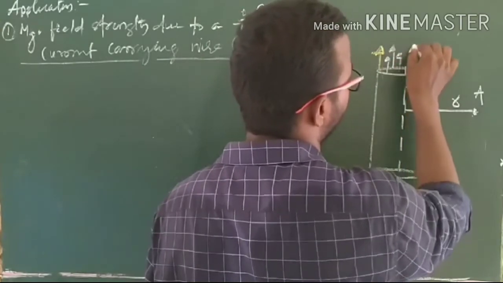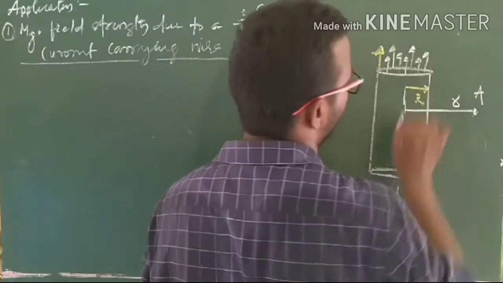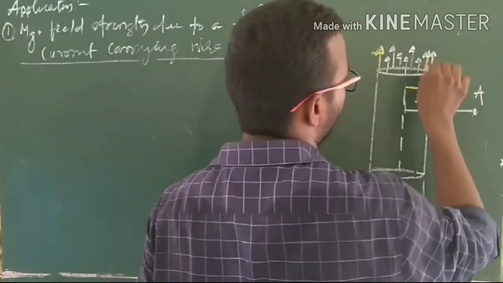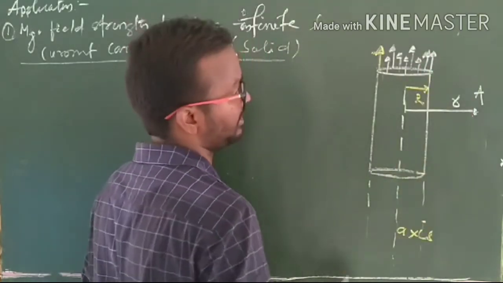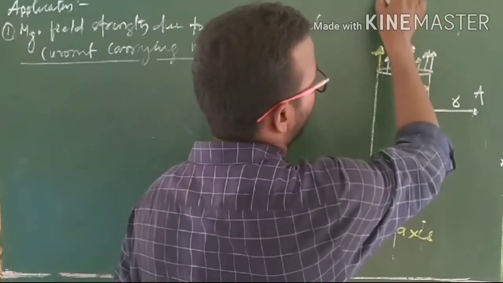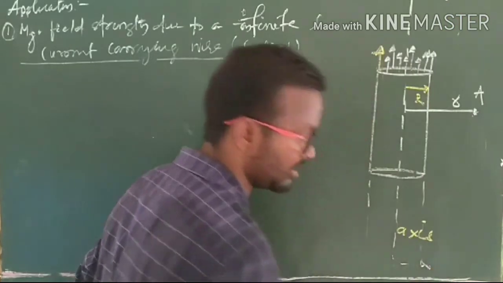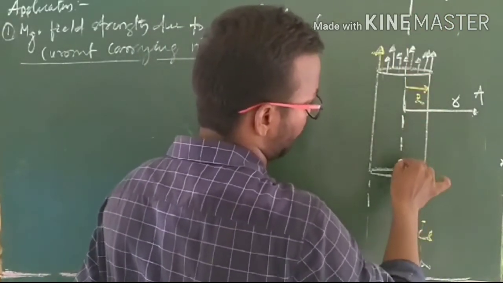Here, due to the solid cylinder, total current flows through the surface and also within the cylinder. Here this is the solid element, and this is the axis of the cylinder, which is an infinite cylinder. This is plus infinite, and here this is minus infinite, and this is the axis of the solid cylinder.